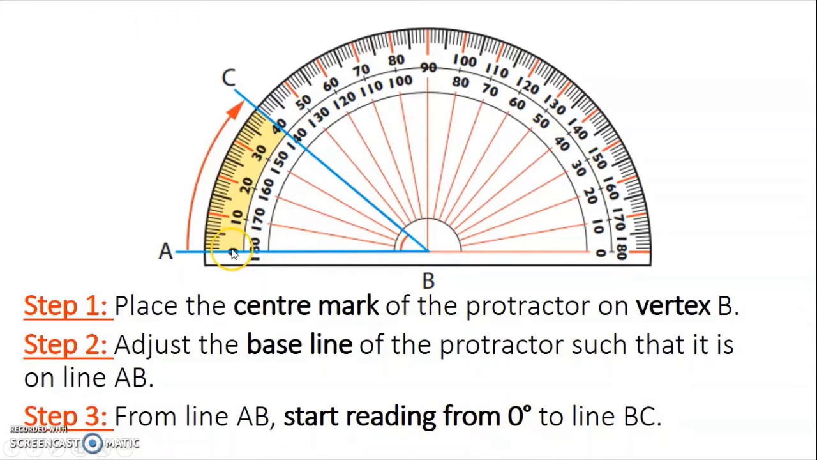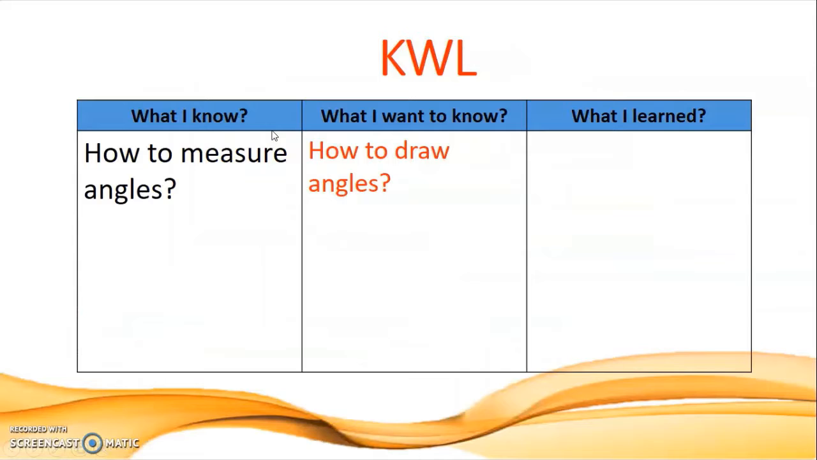So this is the 0 degrees. It is on the outer scale. You read from 0 until line CB. So this angle is 40 degrees.